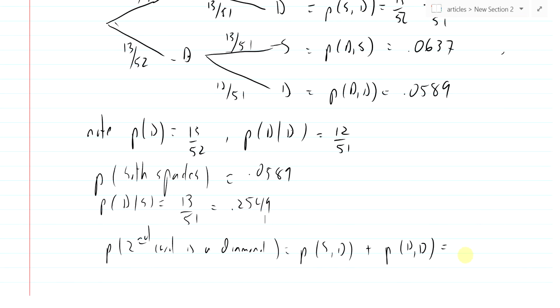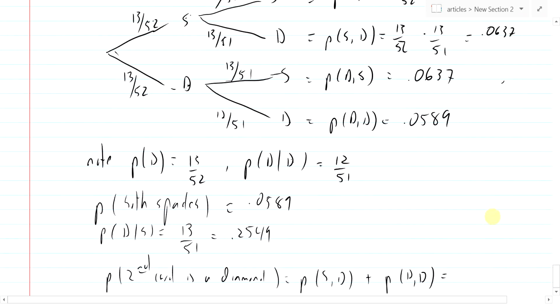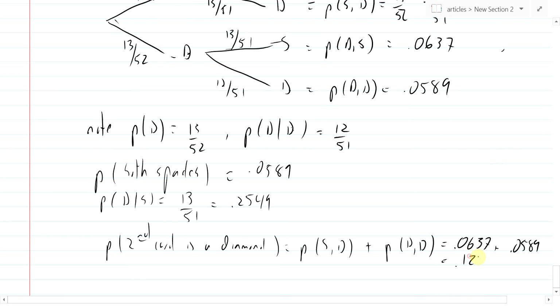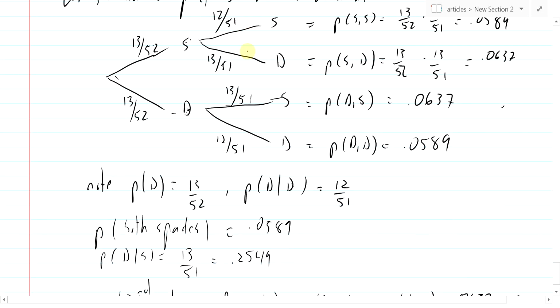And so that's going to be 0.0637 plus 0.0589, which is 0.1226. So about a 12% chance that you'll draw either a spade or a diamond, and then a diamond. So once you have this, you can sort of figure out which branches are the ones that you want to run down.